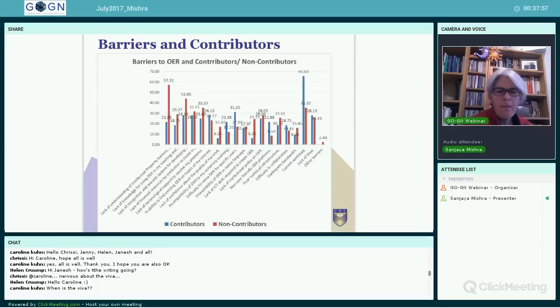Similarly, contributors. We asked, some of them were contributors. They had contributed some OER in the process. So when we look at the contributors, we again find a similar pattern. But the biggest is the workload. They say that the barriers are related to workload and lack of time. That came on top, along with issues related to remix as a barrier.